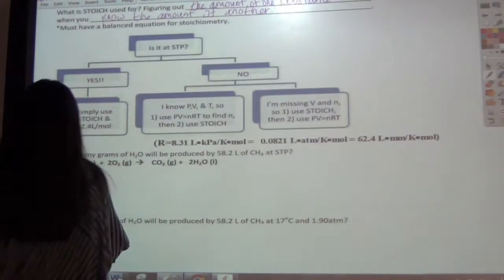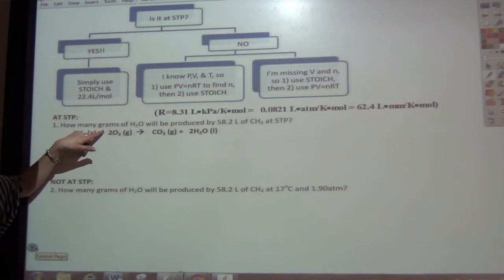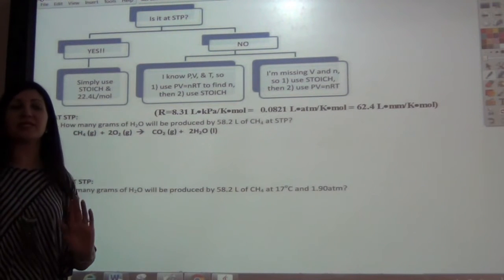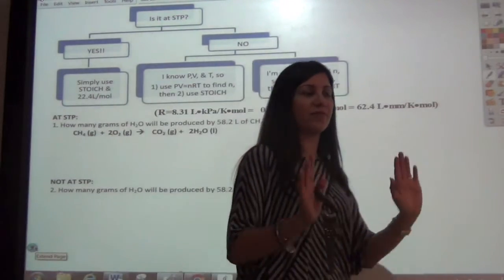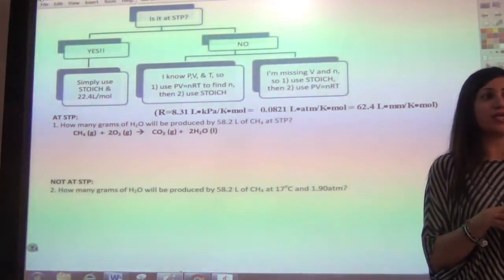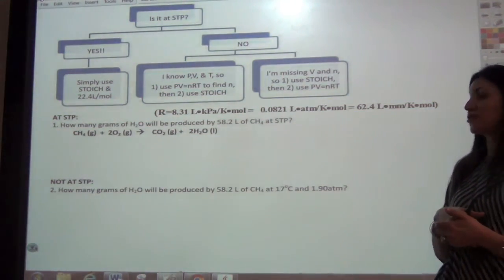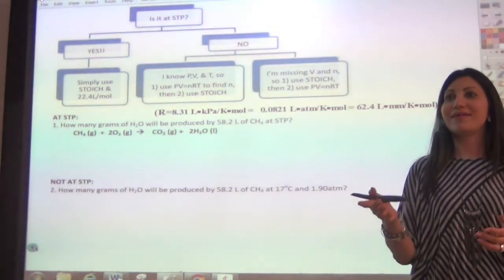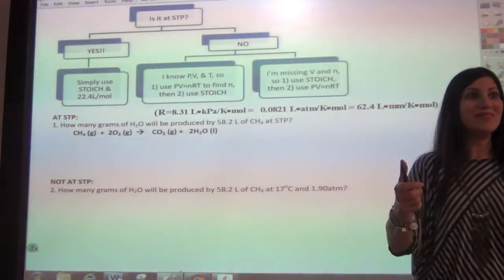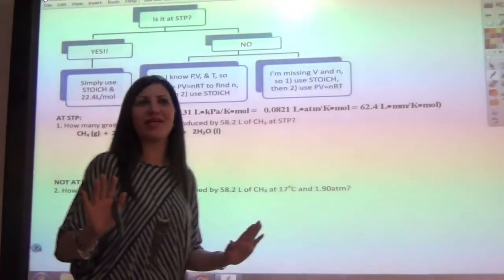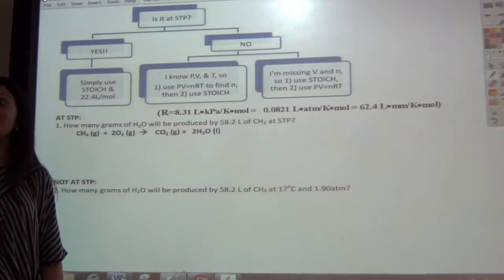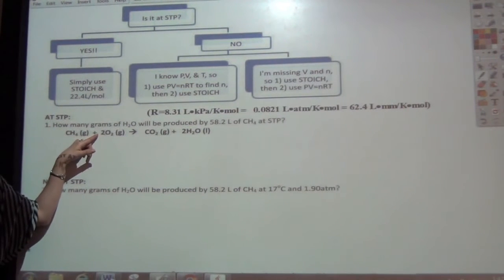The first question is at STP, and it says, how many grams of water will be produced by 58.2 liters of CH4 at STP? Here's the biggest question of the day: how do you know this is stoichiometry? Based on your definition, how do you know you need to use stoichiometry for this? You know one, and you're trying to find the other. Awesome. What's a giveaway that it's stoichiometry? There's a balanced equation. Nice.